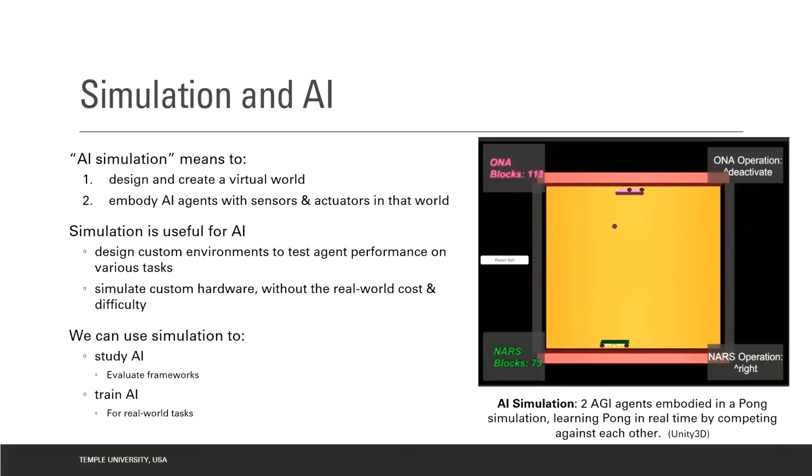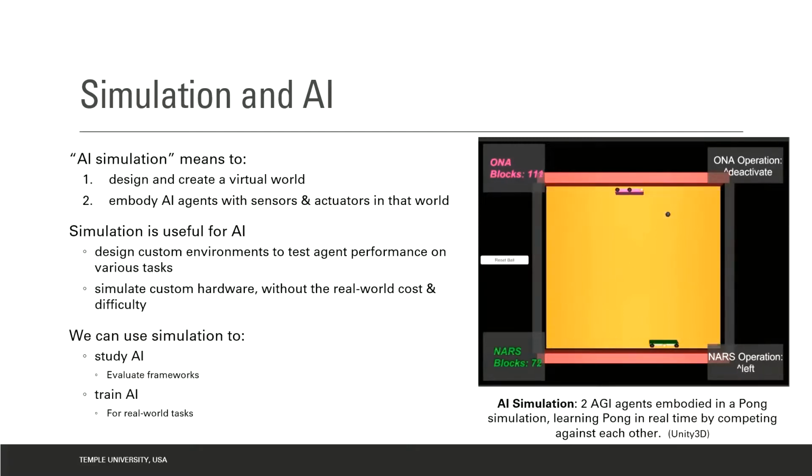So simulation in the context of AI means to design and create a virtual world, and then to embody AI agents with sensors and actuators in that world. And simulation is very useful for AI because both are implemented in computers. And simulation allows you to design custom environments, which you can use to test agent performance on any task that you can simulate, but also to simulate custom hardware without the real world cost and difficulty of obtaining that hardware.